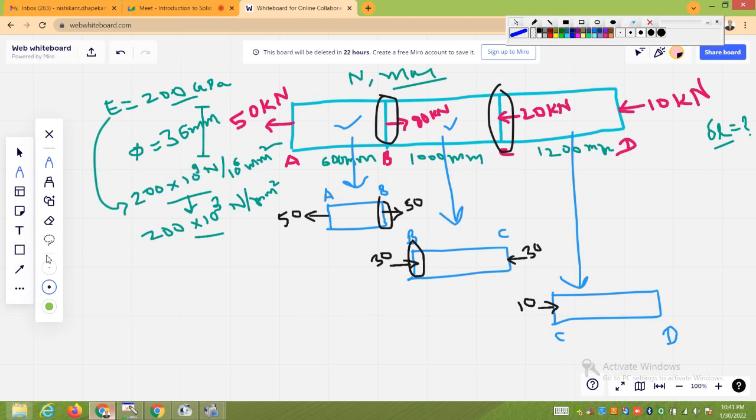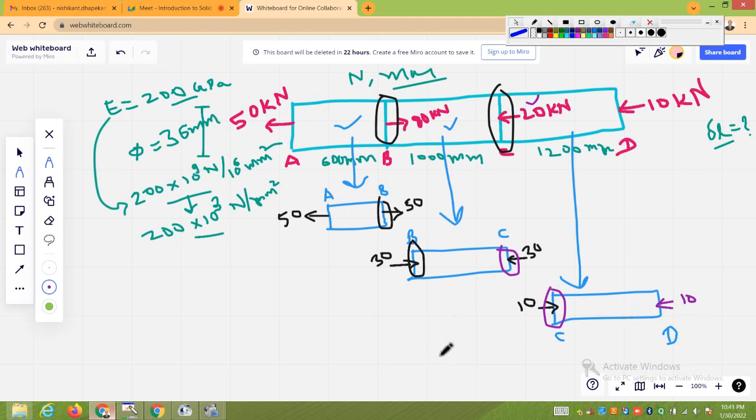So now if you look at this section, 30 in leftward, 10 in rightward, so net will be 20 in leftward direction. Here it is justified, 20 in leftward direction. Now it is obvious that 10 kilonewton is in rightward direction, so you will get 10 kilonewton in leftward direction.